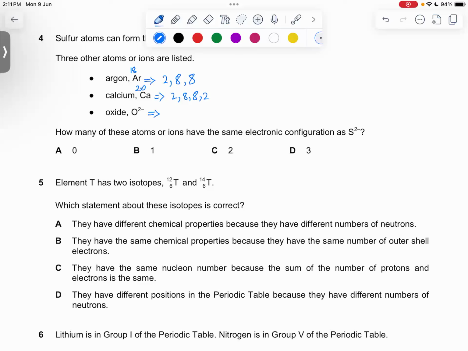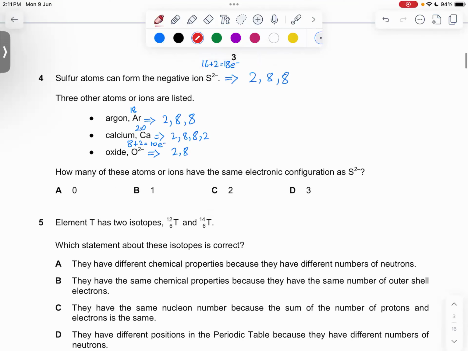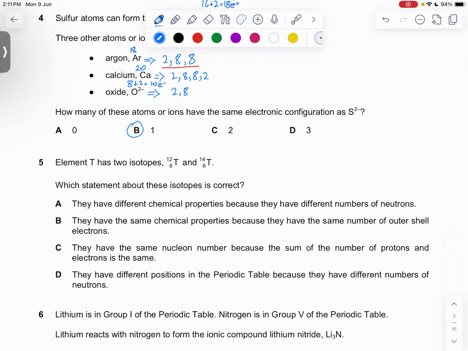And oxide, basically oxygen has a total of 8 electrons, minus 2 means it has gained 2 electrons, so now it has 10 electrons, so it has an electronic configuration of 2,8. So the only electronic configuration that matches is of argon, meaning only one of these atoms or ions has the same electronic configuration as S2 minus.